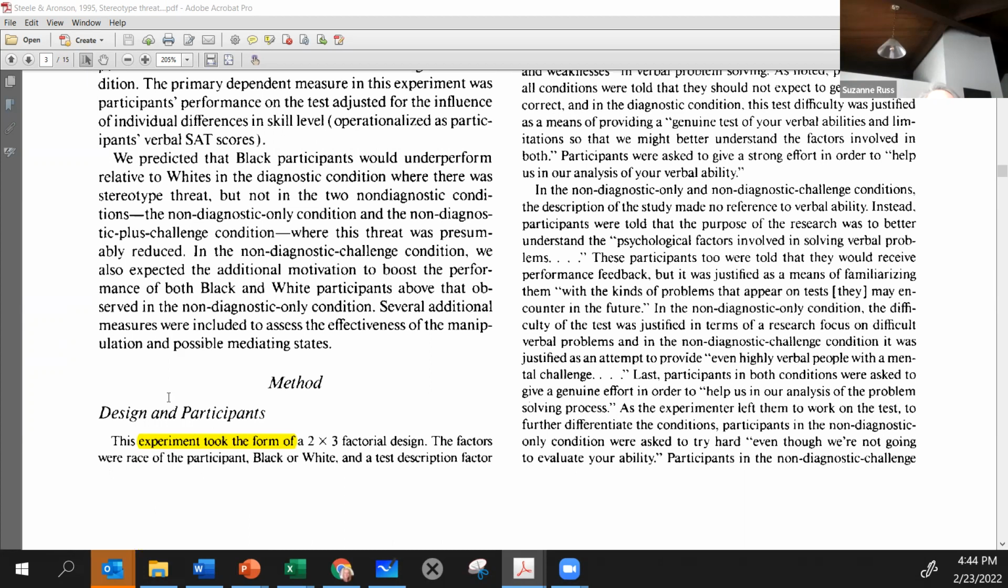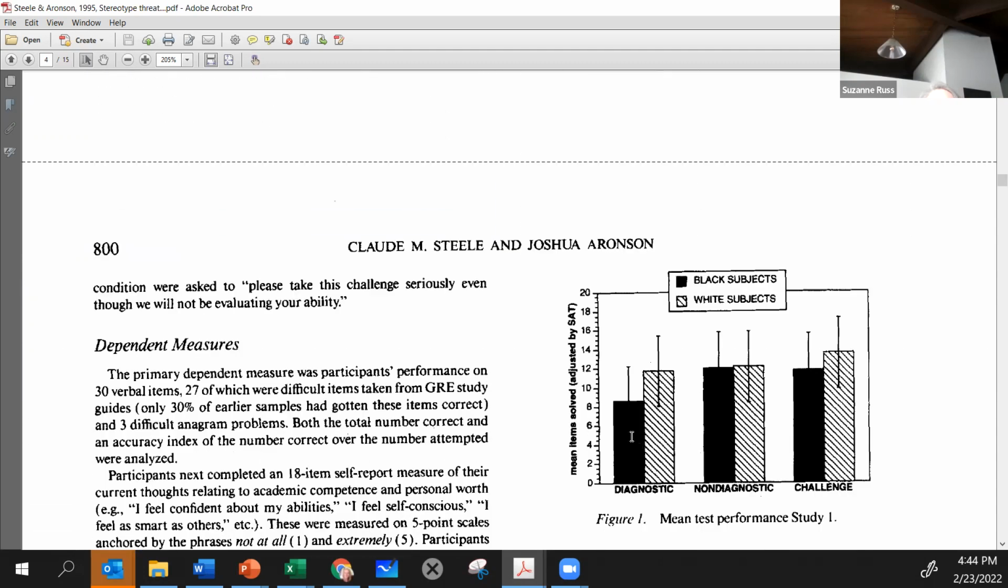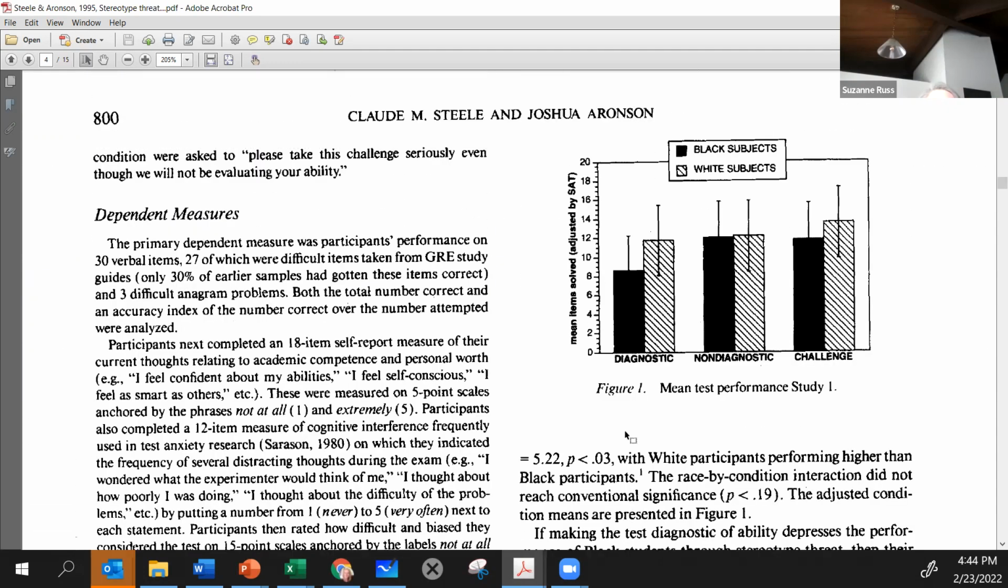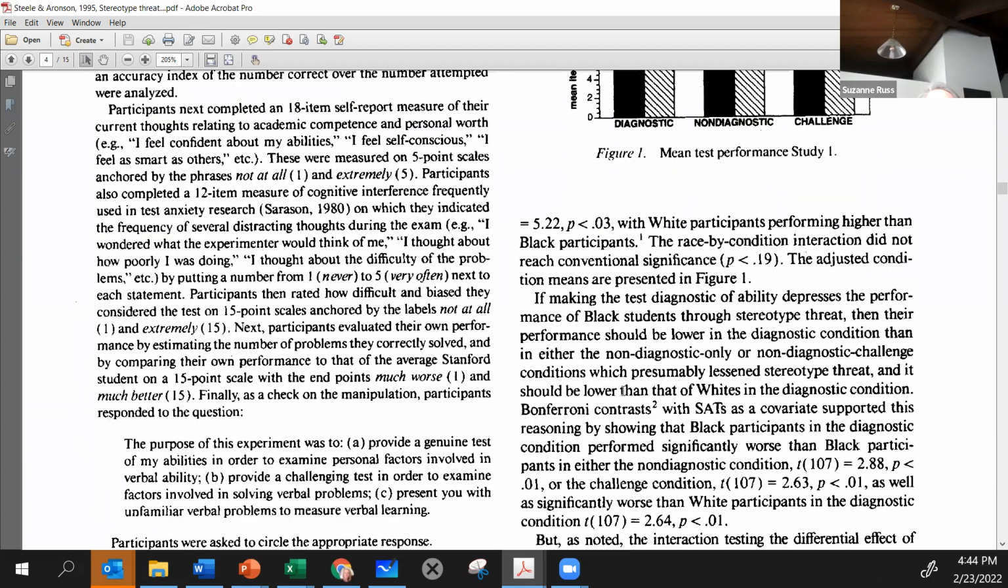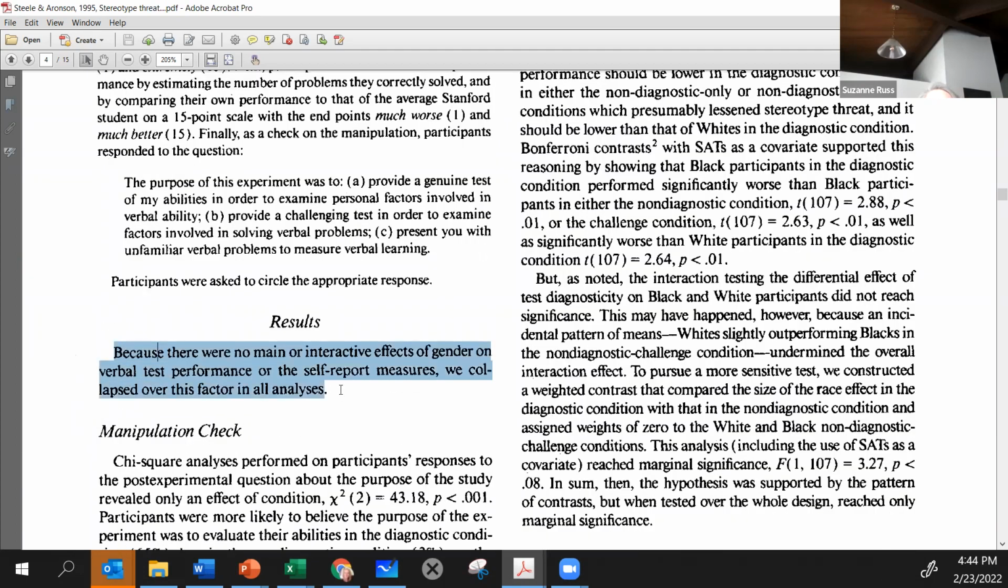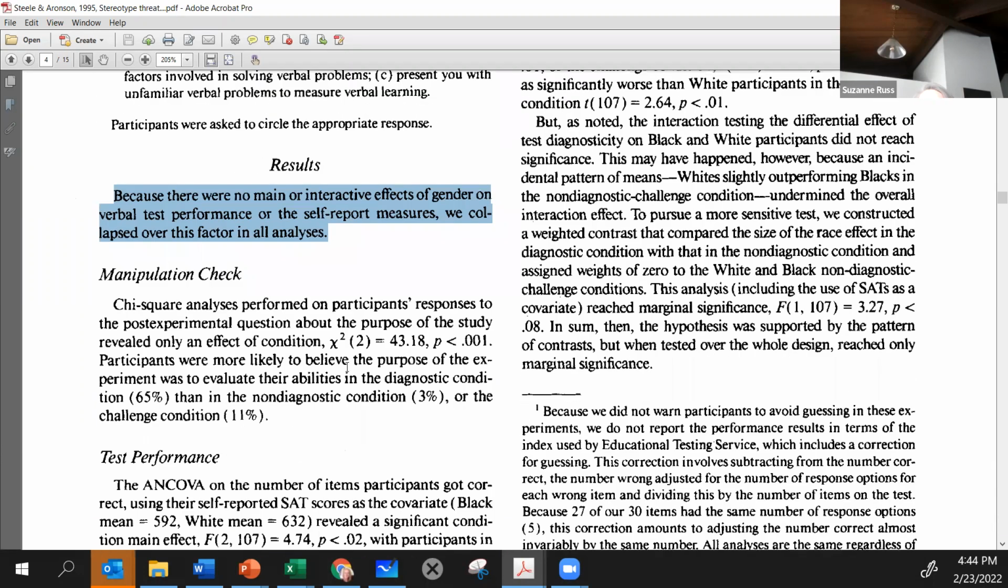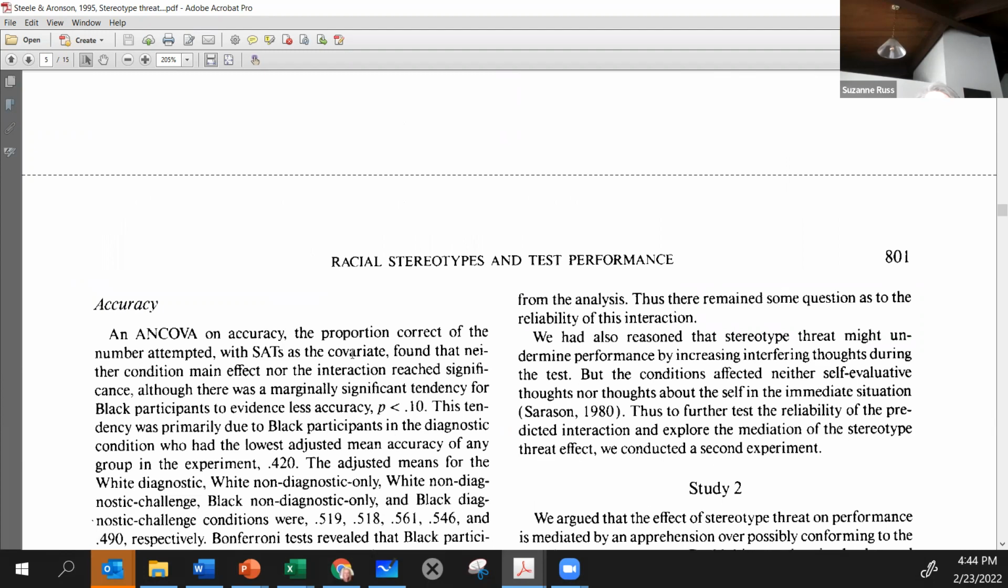So when you're reading these articles, you're going to come across the method where they're going to tell you exactly what they did, and you'll be learning what these words mean a little more, and then you're going to come to the results. And the results are usually, if you can believe it, the hardest part to read, because this is where they talk about the statistics, okay?